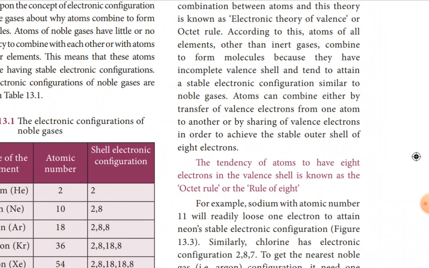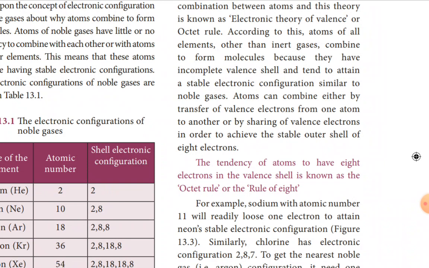Here, one example is given. Take the sodium atom. The atomic number of sodium is 11. Already you learned what atomic number is. Atomic number is the total number of protons present in the nucleus of an atom. It can also be defined as the total number of electrons which revolve around the nucleus, because in an atom the number of electrons is always equal to the number of protons.